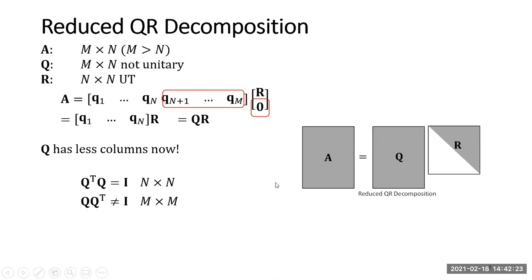Okay, any questions so far? No. This Q here, keep this in mind. In full QR decomposition, it will refer to a unitary square matrix, and in reduced QR decomposition, this will be a tall matrix with some of the columns of the original unitary matrix dropped.